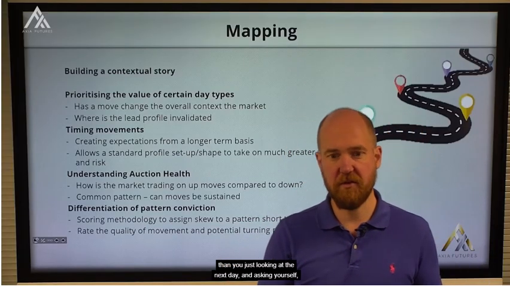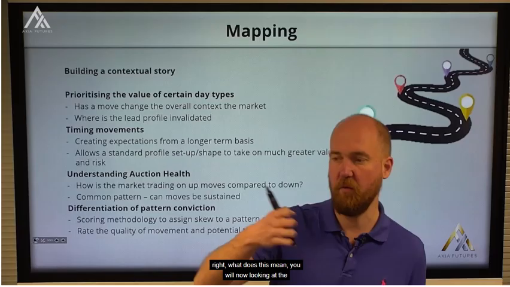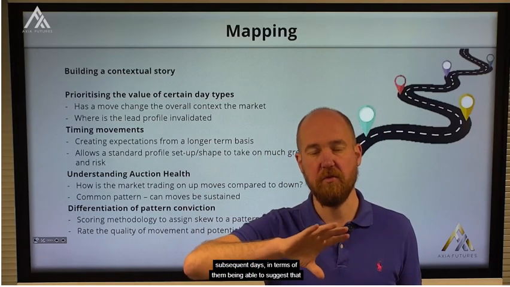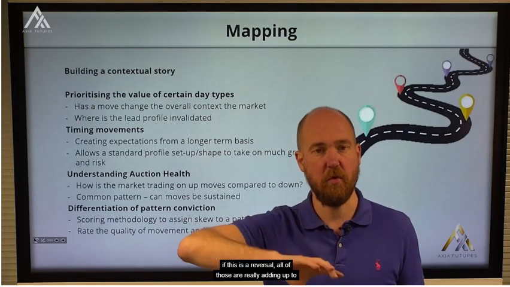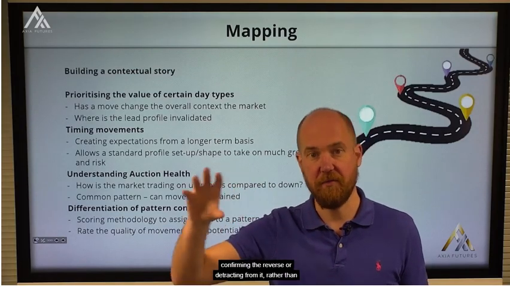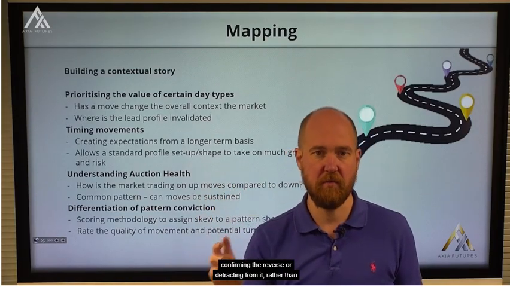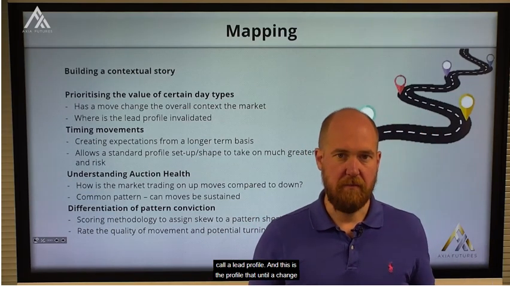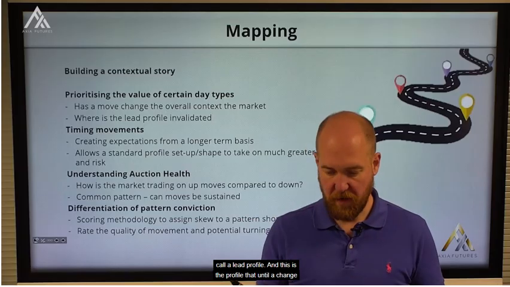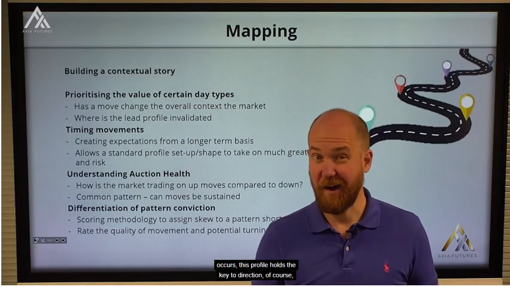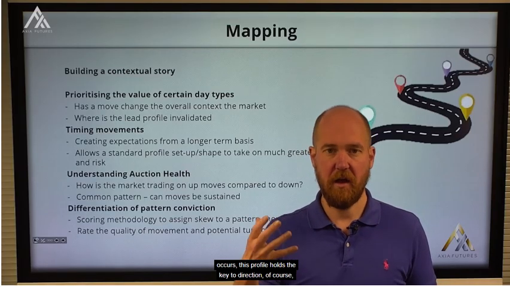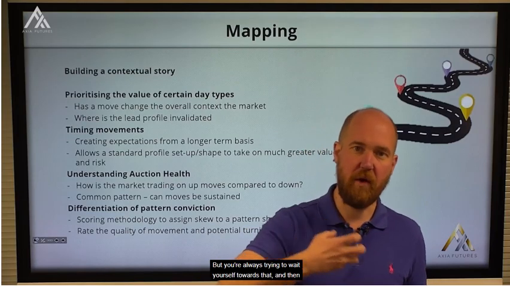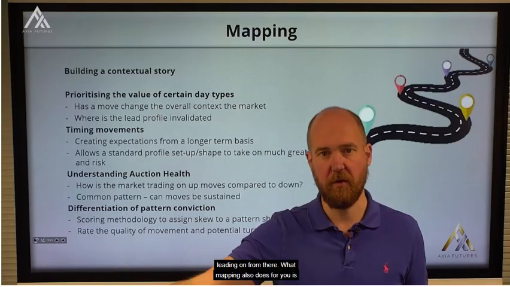And so now, rather than you just looking at the next day and asking yourself, right, what does this mean? You're now looking at the subsequent days in terms of them being able to suggest that if this is a reversal, all of those are really adding up to confirming the reversal or detracting from it, rather than you just trading day by day by day. This way you get what I'd call a lead profile. And this is the profile that until a change occurs, this profile holds the key to direction. Of course, the value of that can be diminished over time, but you're always trying to weight yourself towards that.